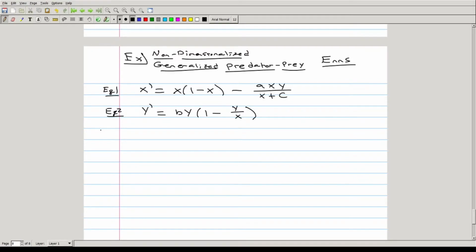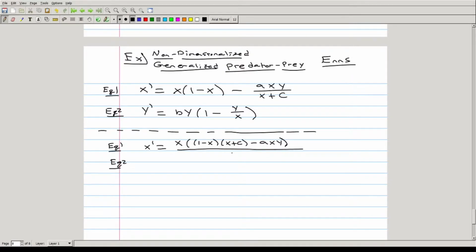And it's a little bit more convenient to put these in a slightly nicer form for analysis, simply by bringing them to common denominator and realizing that this first equation is the same thing as 1 minus x times x plus c minus axy divided by x plus c, and y prime becomes b times y times x minus y over x is equal to 0.